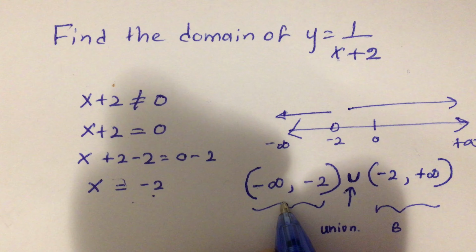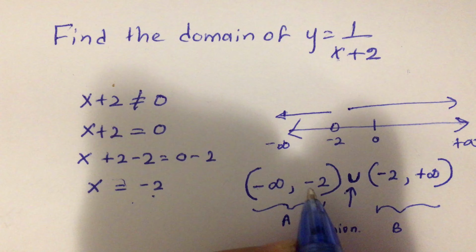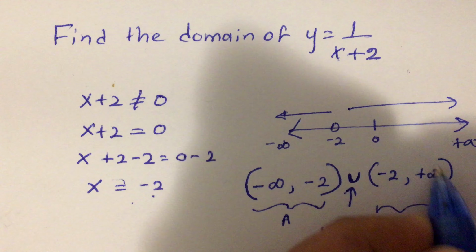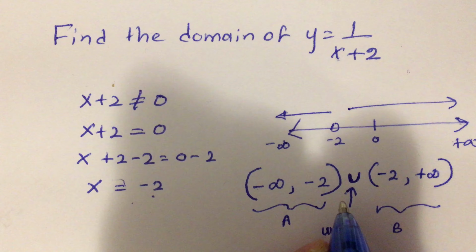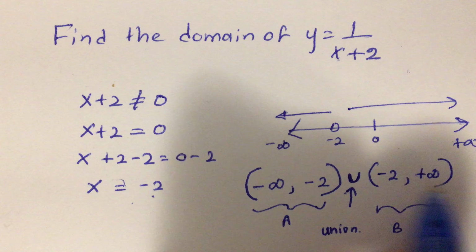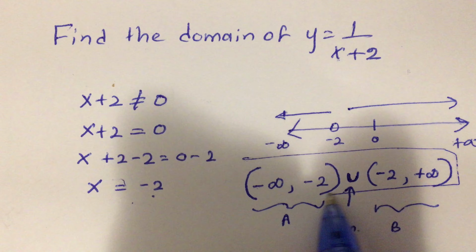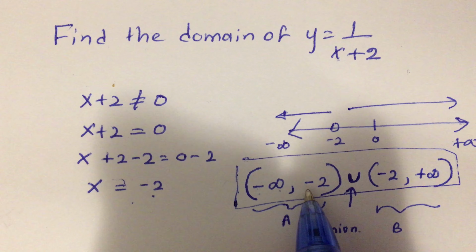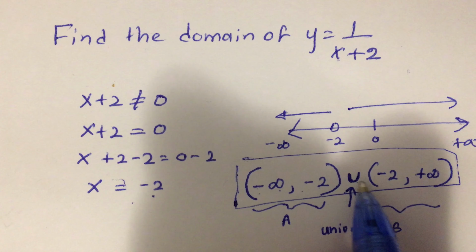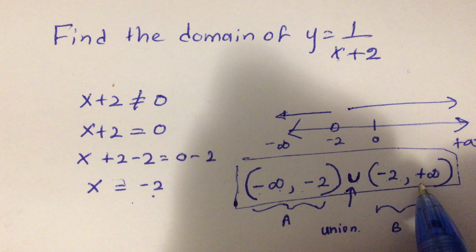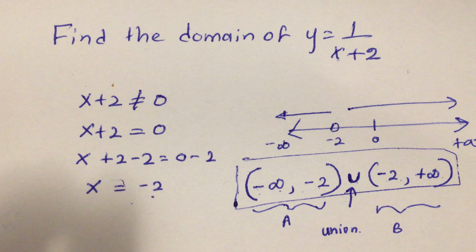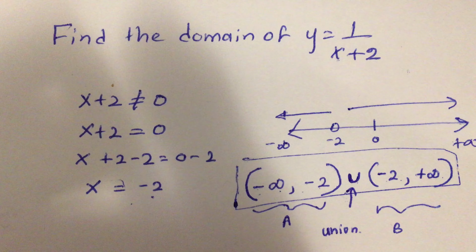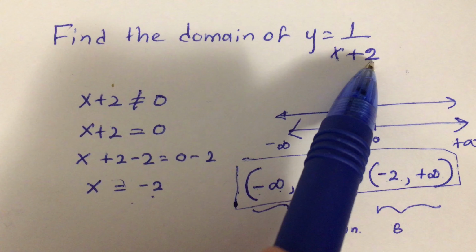This set, any value in this set or any value in this set represents your domain. So that's the definition. So this represents this whole thing, from negative infinity to negative 2 union negative 2 to positive infinity, to represent your domain of this 1 over x plus 2 function.